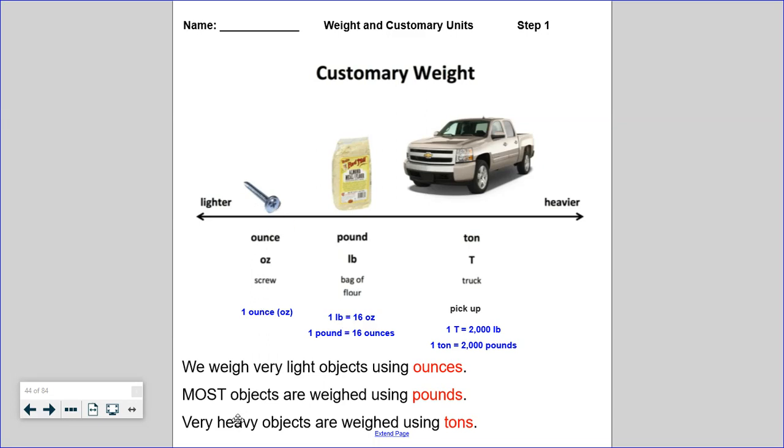Now, a ton is used to measure very, very heavy objects because 1 ton is like the weight of a pickup truck. Pretty heavy. It's about 2,000 pounds. So very heavy objects would be weighed using tons.